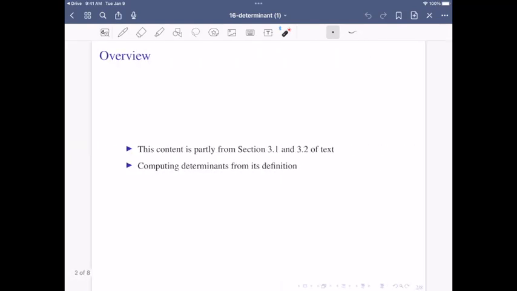Determinant. This part is from sections 3.1 and 3.2. We introduce determinants, one of the most important concepts in linear algebra. After finishing this lecture, you will be able to compute the determinant of any square matrix. But this does not mean your computation is the fastest way. So in the next lecture, we are planning to give some other properties which can make the computation easier.